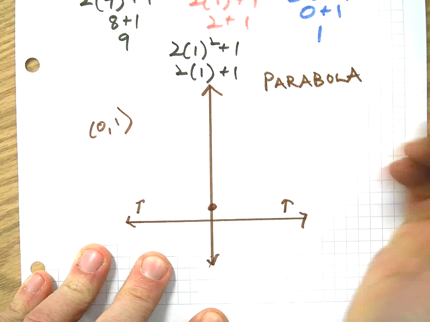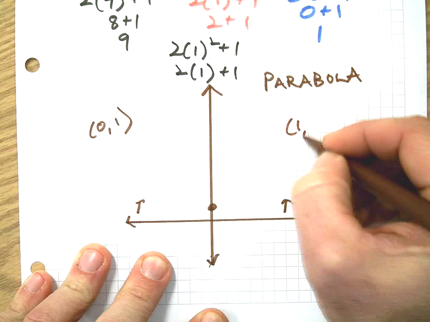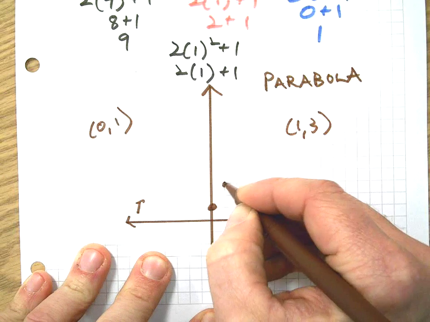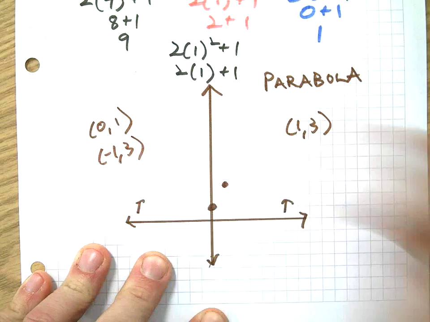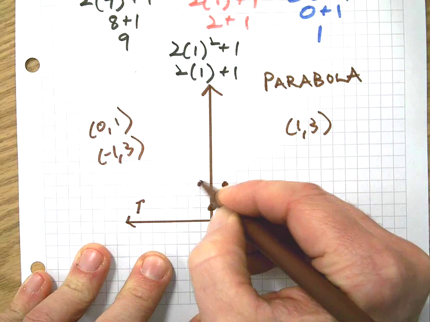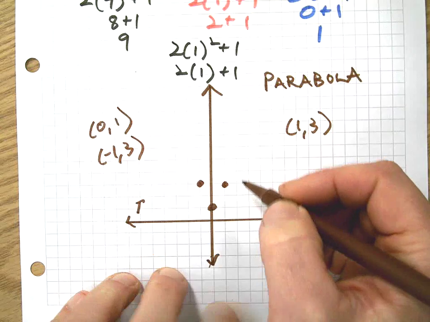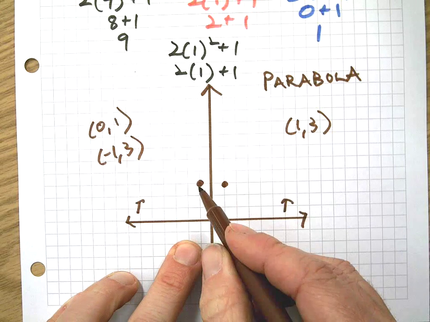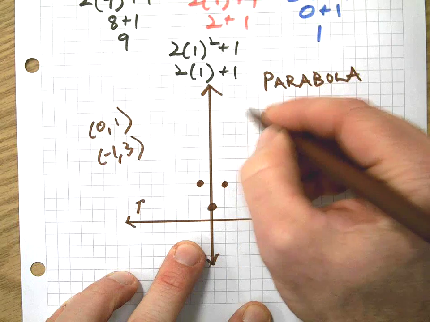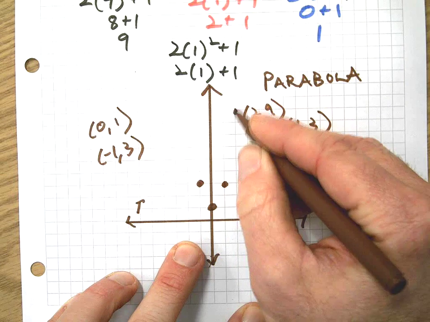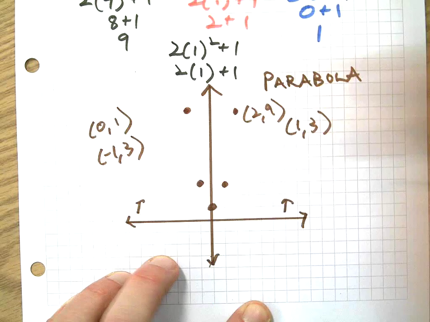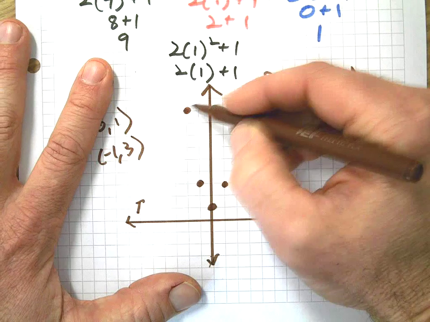Okay, 0 and 1, from my table, goes right there. 1 and 3 goes right there. -1 and 3. Same thing on the opposite side, right? It's like a mirror image, a reflection. If I folded the paper there, that would end up over there. 2 and 9. 4, 5, 6, 7, 8, 9. And the same thing is going to be over there.